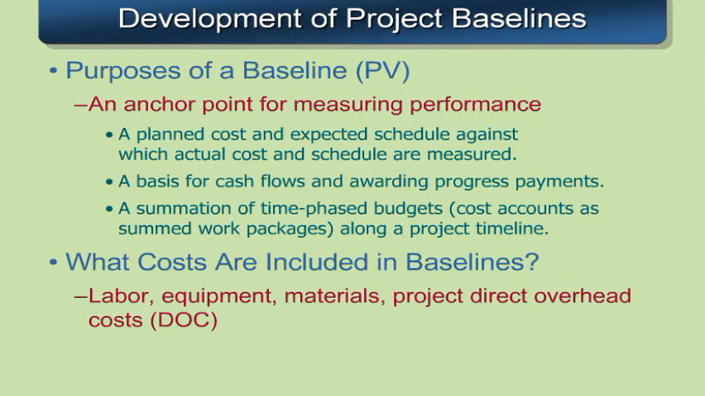In order to do this evaluation, we first need to establish a project baseline. And the purpose of the baseline is pretty clear. It's that anchor point for measuring performance. We'll look at planned cost against the scheduled work, and from that be able to measure any of the variances of what's going on. What type of things do we include in our baseline? Well, it's everything. It's the labor, the equipment, materials, and project direct overhead costs. The indirect overhead we leave out of this because, of course, that's brought to us on a daily basis based on how long the project is ongoing, and it's really a separate measure and has no indication of where the project itself is performing.